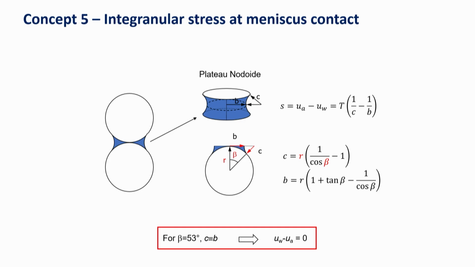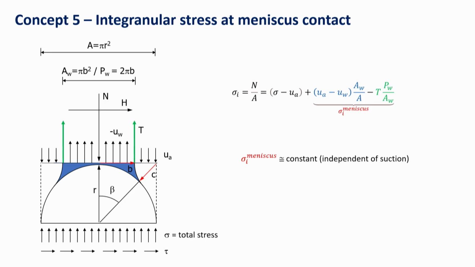The two radii of curvature are both contributing to generate the suction in the water. And those two radii of curvature depend on the radius R of the spherical particle and the angle β that is defining the position of the junction of the air-water interface. And let's go for the equilibrium.